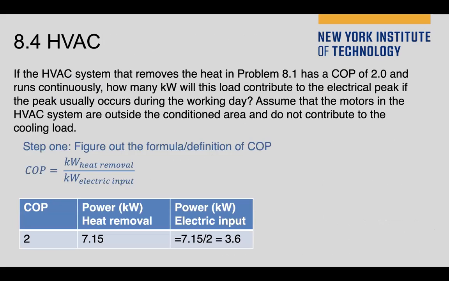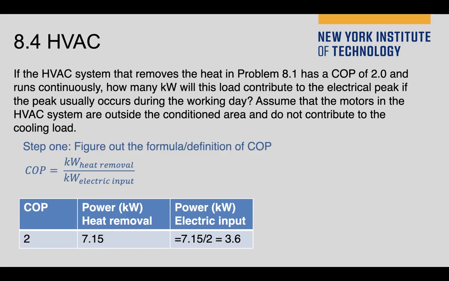Okay, let's see one example. If the HVAC system that moves heat in problem 8.1, you can refer to 8.1 in your textbook, has COP 2.0 and runs continuously, how many kilowatts will this load contribute to the electrical peak if the peak usually occurs during the working days?